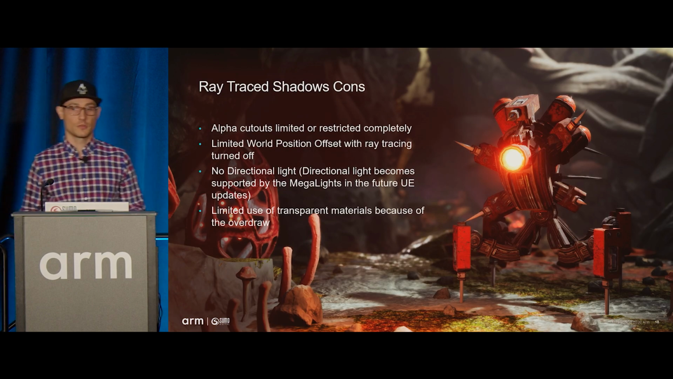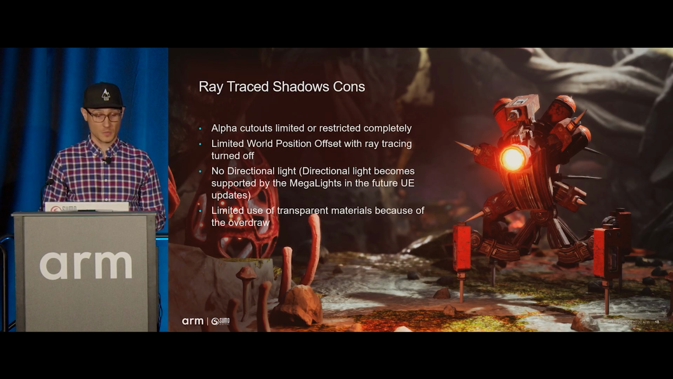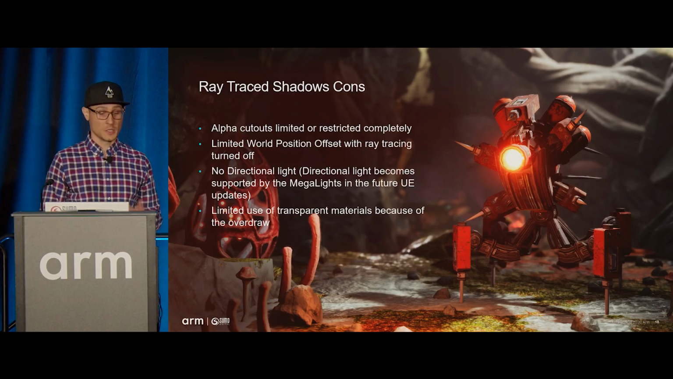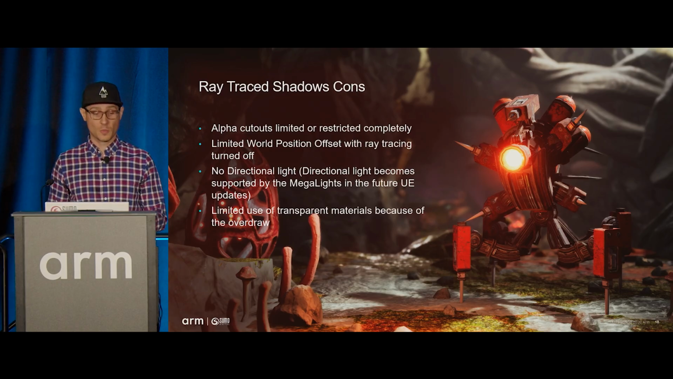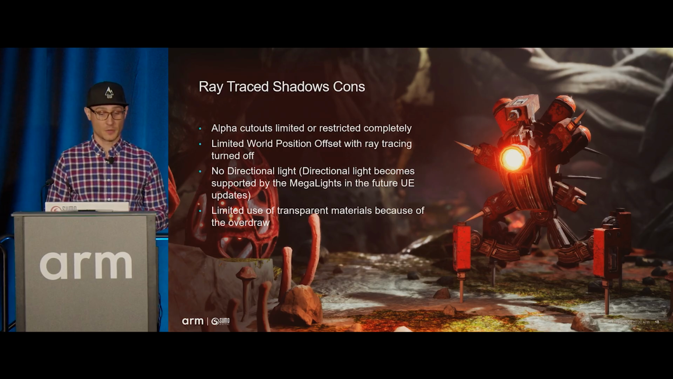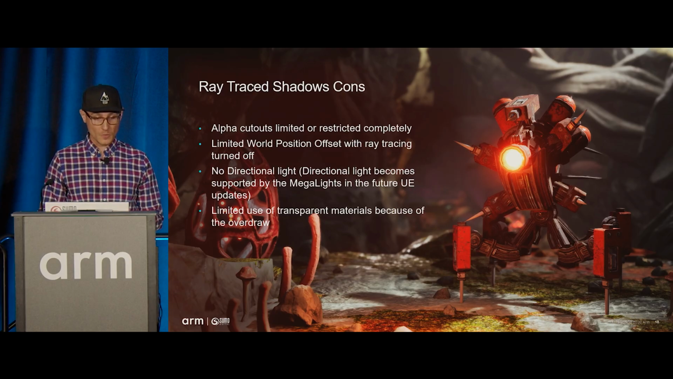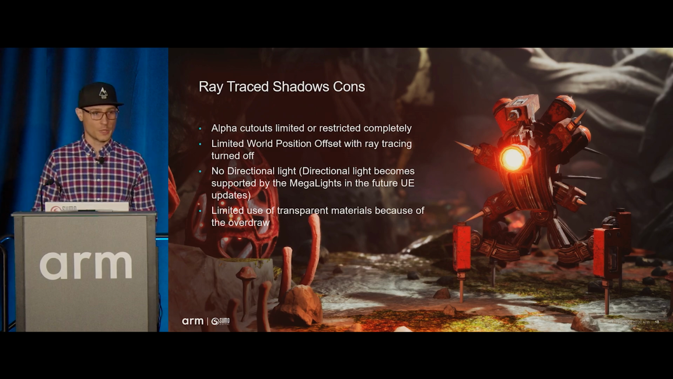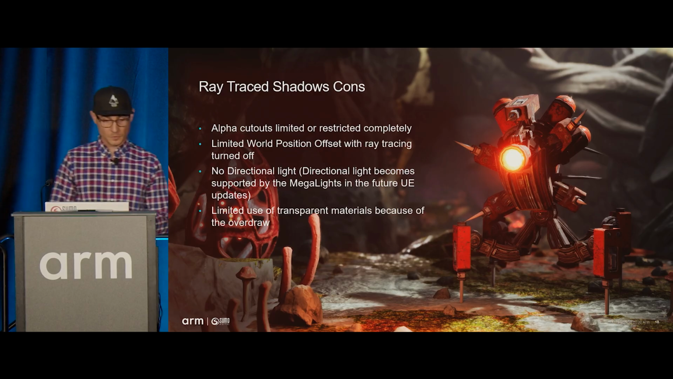There are also cons of ray traced shadows, so this is the list of the, let's say, most painful ones. Because of the additional reads and the alpha channels in textures, we have to limit or restrict completely alpha cutouts. We also have to limit world position offset, which is basically the industry standard for every vertex animation, like grass swaying and stuff like that. But when enabled at a big scale, it can be a huge performance hit. So we are limiting the world position offset only to the close distance around the player.